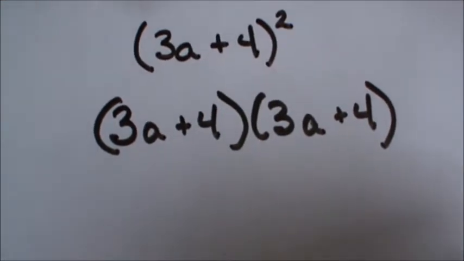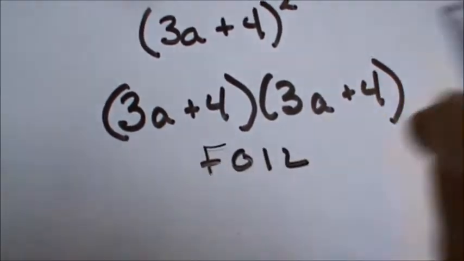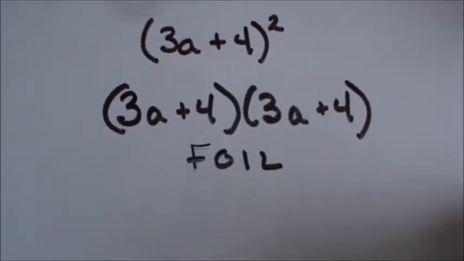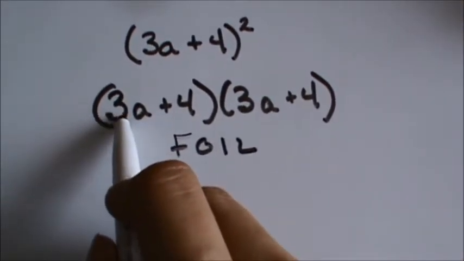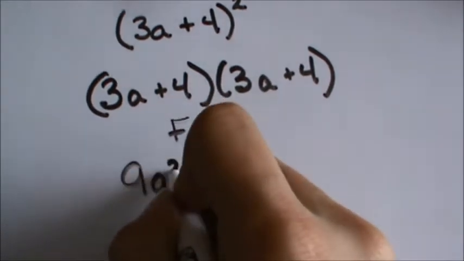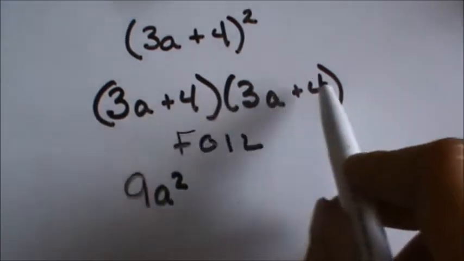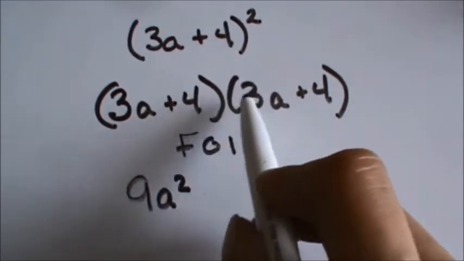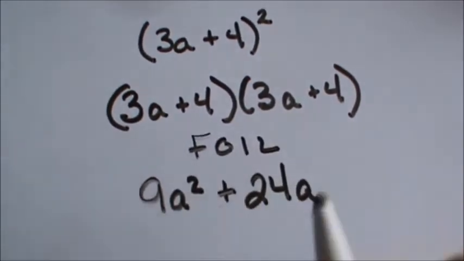Now, if we want to multiply this, we've talked about it already in previous sections. This would be the FOIL rule. So now if I want to FOIL this mentally, I'm going to take my first term, 3a times 3a. That's 9a squared. My outer term is 12a, and my inner term is 12a. So that means I have 24a.